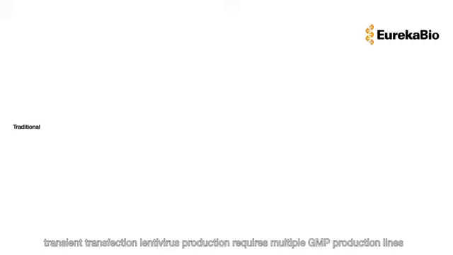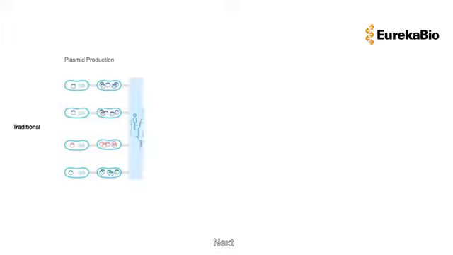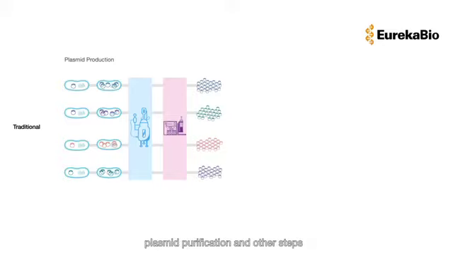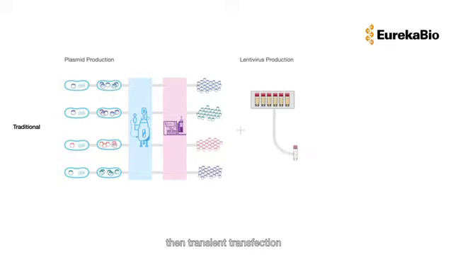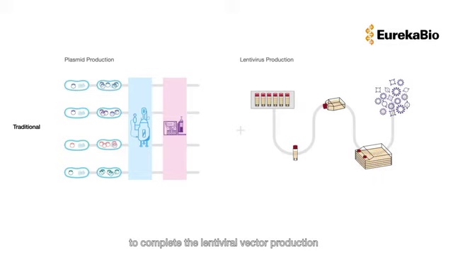In the large-scale production process, transient transfection lentivirus production requires multiple GMP production lines. Firstly, several plasmid production lines are needed. Next, the 3 or 4 plasmids required are produced through bacterial fermentation, plasmid purification, and other steps. Then, a lentiviral vector production line is needed. Finally, through recovery, amplification, then transient transfection, the plasmids produced in the first step together with the transfection reagents complete the lentiviral vector production.